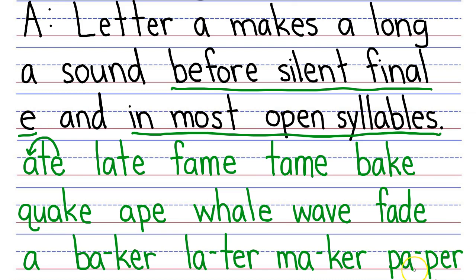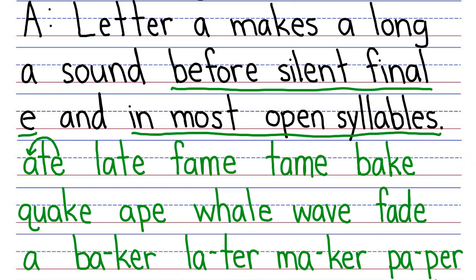So there you have it. Letter A makes a long A sound before silent final E, like in ate, late, fame, tame, bake, quake, ape, whale, wave, fade. And letter A makes a long A sound in most open syllables, like the word A, and in the words baker, later, maker, and paper.